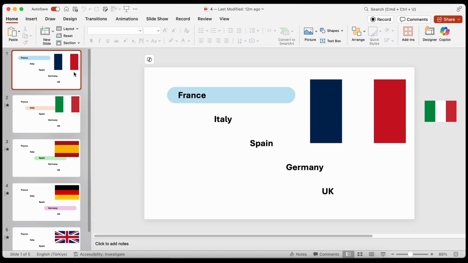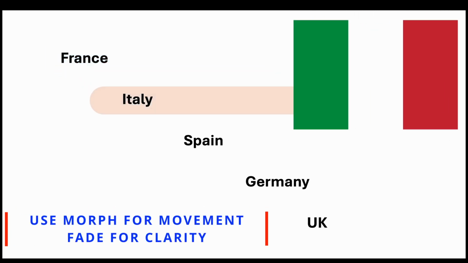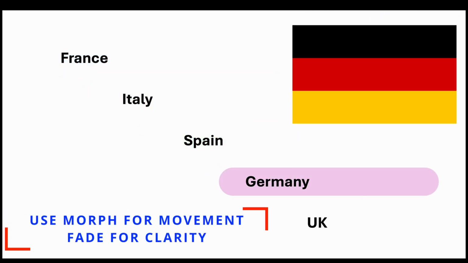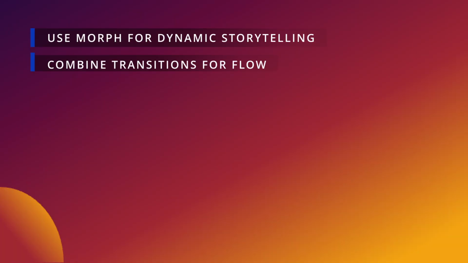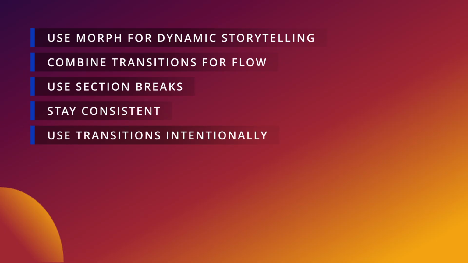Too many transition types can distract your audience. Stick to 1 to 2 styles to maintain a professional tone. That's how you use advanced transitions to transform your slides into a narrative journey. Up next, animation timing and triggers for even deeper control.